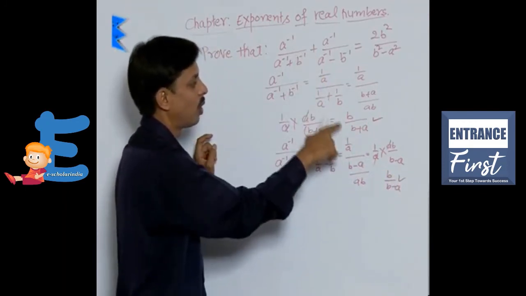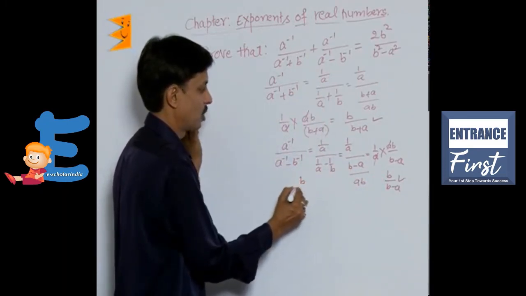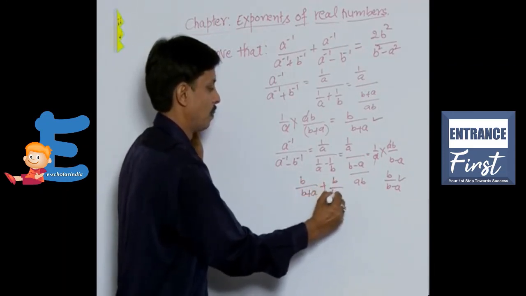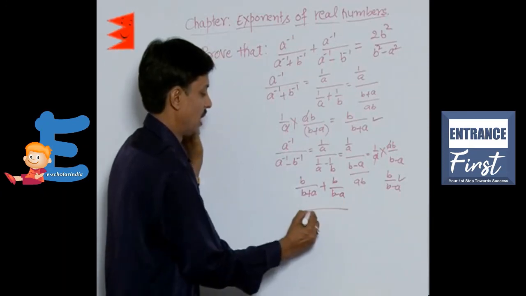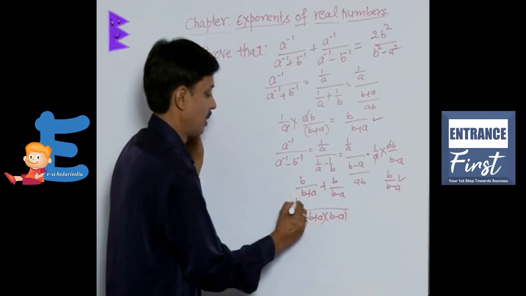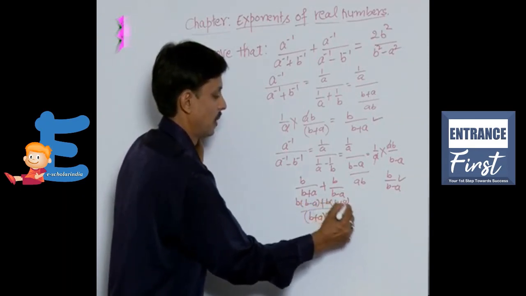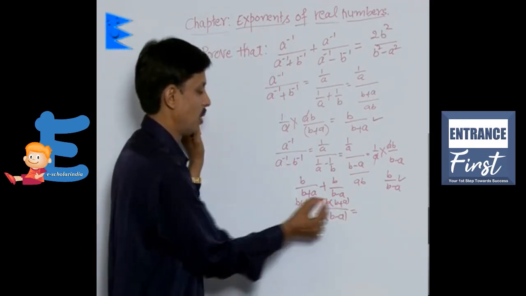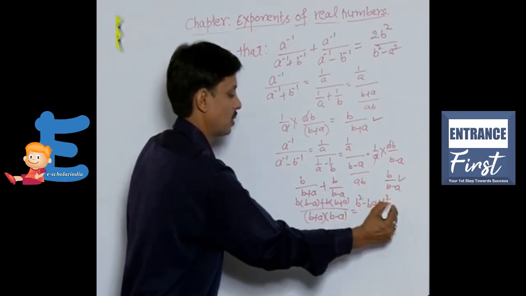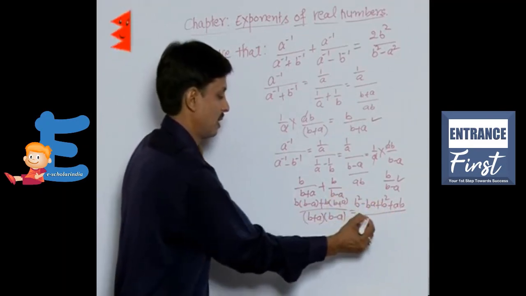So now I want to add this and this. So this becomes, first is b upon b plus a plus second is b upon b minus a. Their LCM becomes b plus a into b minus a. This becomes b into b minus a plus b into b plus a. This is coming out to be b into b as b square minus ba plus b square plus ba. I have written here ab and ba having the same meaning.